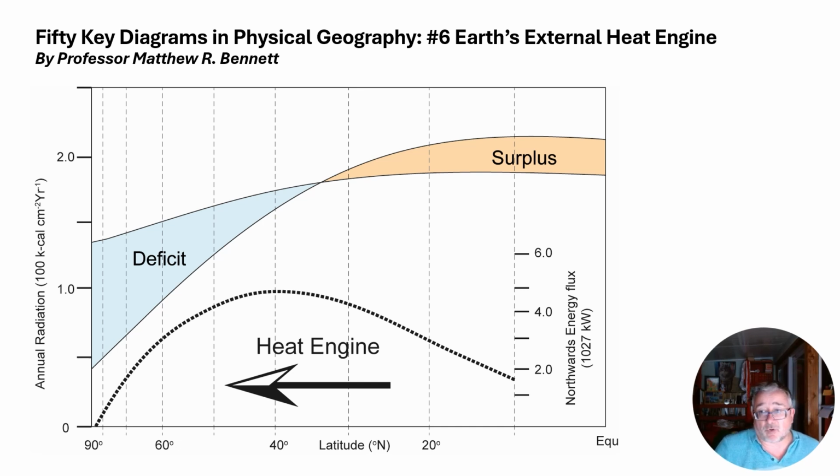Climate change is also explained by this diagram, because if we change the surplus or the deficit ever so slightly, we change all of the systems that drive heat transfer, so atmospheric and ocean circulations. It's one of the key diagrams, and one I can't stress just how important it is.